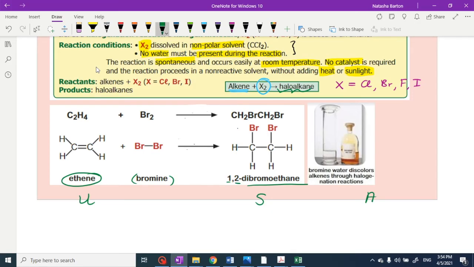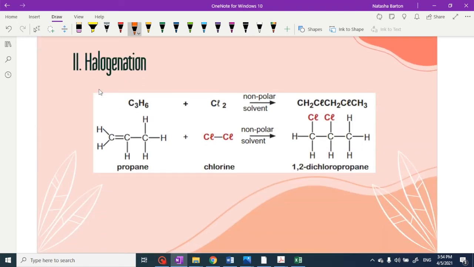Okay, so it goes from being unsaturated to saturated, and this is therefore an addition reaction, specifically halogenation. And again, grade 12s, all that happens is that one of the bonds breaks, and we have bromine attaching to one of the carbons and the other bromine attaching to the other carbon, so that we end up with 1,2-dibromoethane.